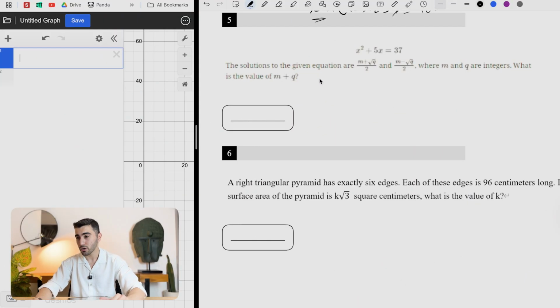Now let's move on to question 5. This question says the solutions to the given equation are this and this, where m and q are integers. What is the value of m plus q? So right off the bat, I can see that this is a quadratic function.